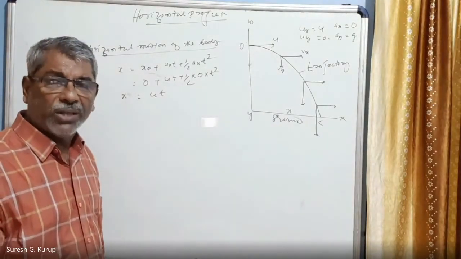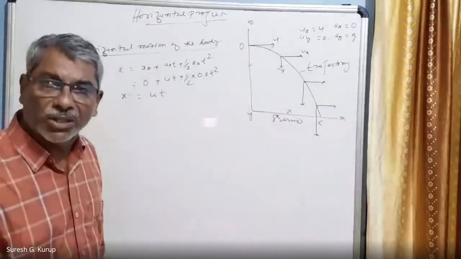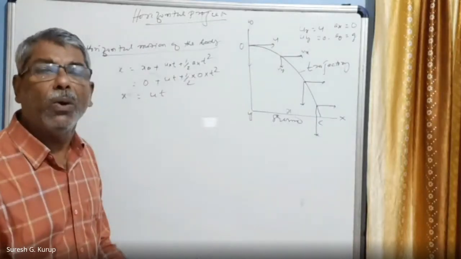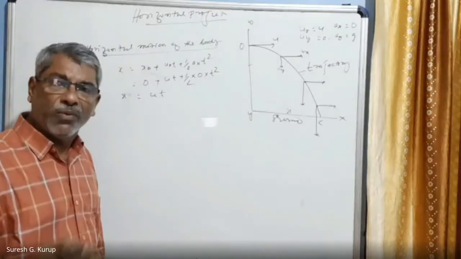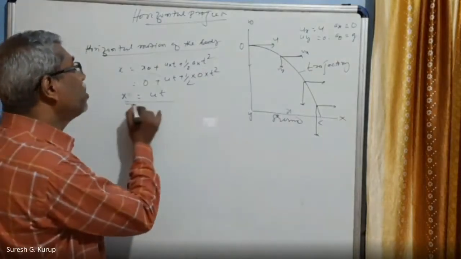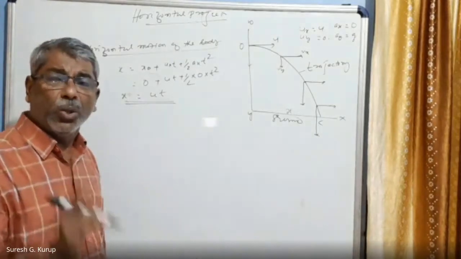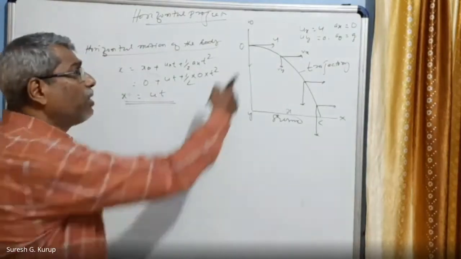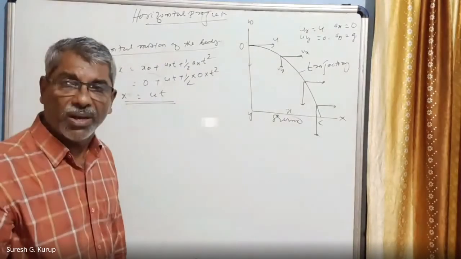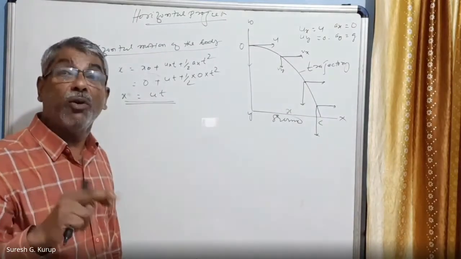No doubt, the horizontal motion is motion with uniform velocity only, because horizontal velocity always remains constant. So the horizontal motion of the body is a uniform motion with constant velocity. When a body moves with uniform velocity, then displacement is simply velocity into time. That is why we got x is equal to u into t. Am I correct? One is a uniform motion, and the other is vertical motion, which is uniformly accelerated motion. So projectile motion is a combination of two motions: one is uniform motion and the other is uniformly accelerated motion.